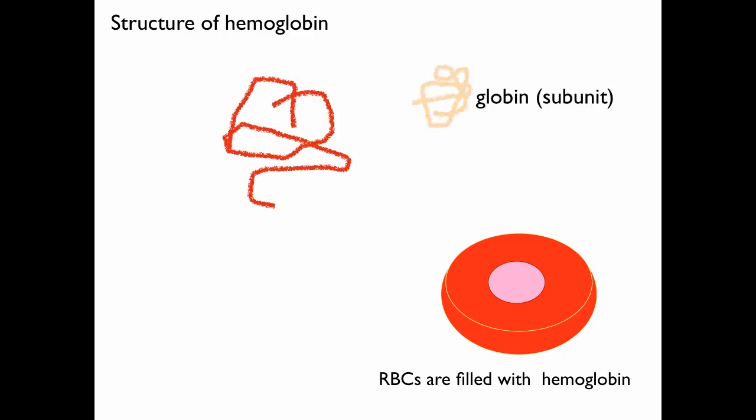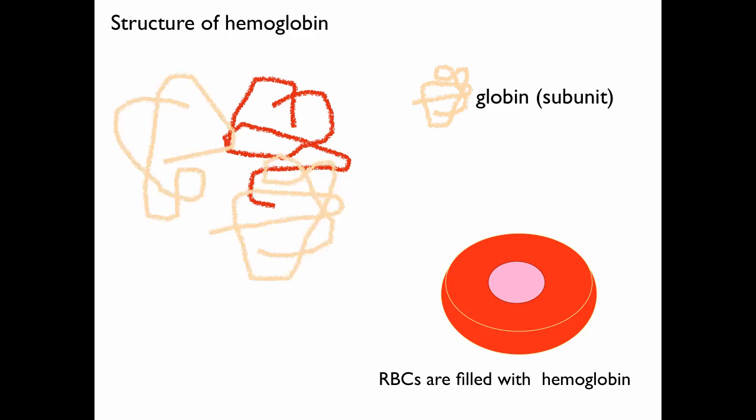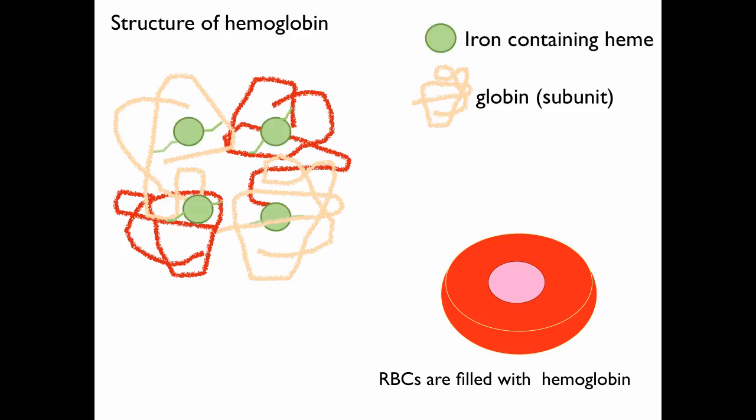Hemoglobin consists of protein found within the globin, and there are 4 globin subunits within each molecule of hemoglobin. Each globin subunit binds to an iron-containing heme. These heme groups can bind oxygen. Therefore, each molecule of hemoglobin has the potential to bind 4 molecules of oxygen. And when we say one hemoglobin molecule is fully saturated, it has 4 oxygen molecules attached to it.